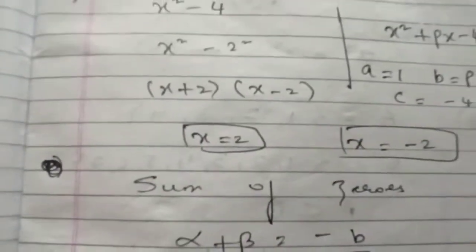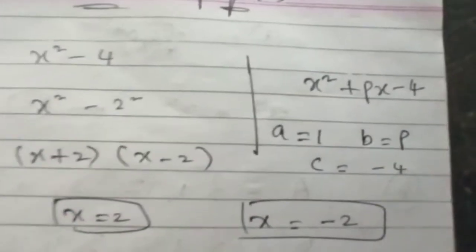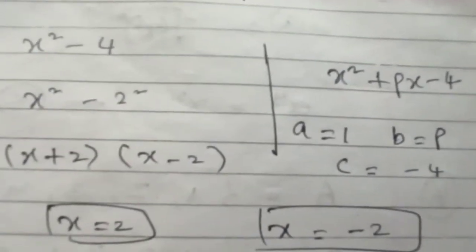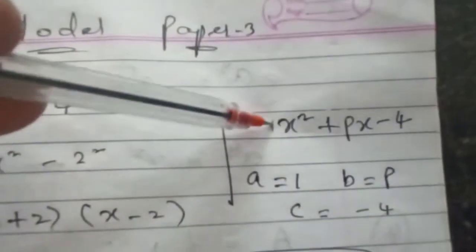So here we take x equal to plus 2. And also the second equation, x square plus px minus 4. We take a, b, c from this equation: a is 1, b is p, and c is minus 4, according to the quadratic polynomial. There is a formula for sum of zeros: alpha plus beta equals minus b by a. Alpha is 2, beta is minus 2, the zeros of the first equation. Now minus b by a is minus p by 1, because b is p. 2 minus 2 is 0, so p equals 0.